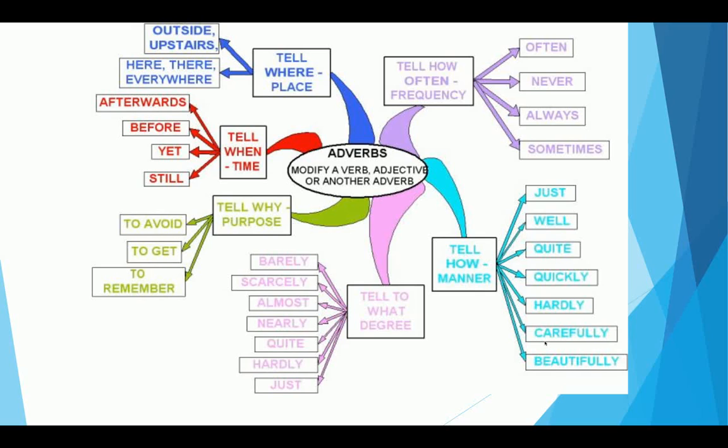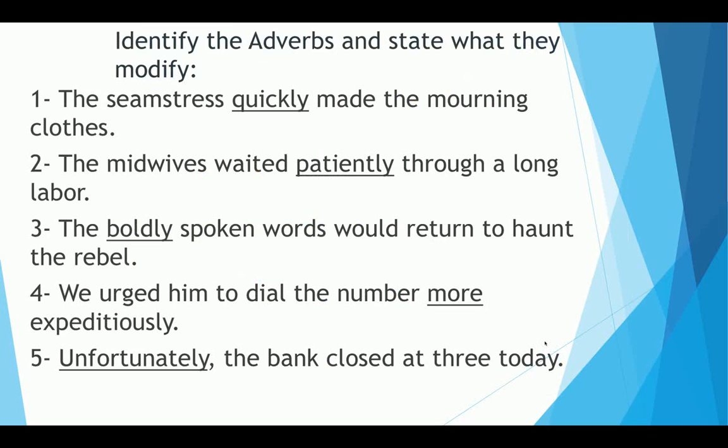So let's analyze some sentences and find adverbs. Identify the adverbs and state what they modify. Sentence 1. The seamstress quickly made the morning clothes. In this sentence, the adverb quickly modifies the verb made and indicates in what manner or how fast the clothing was constructed. Number 2. The midwives waited patiently through a long labor. Similarly, in this sentence, the adverb patiently modifies the verb waited and describes the manner in which the midwives waited.